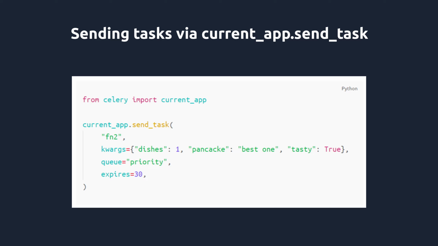One important thing about current_app.send_task. There is a Celery setting called task_always_eager. If this is set to true, all tasks will be executed locally, blocking until the task returns. This setting will not affect tasks sent with current_app.send_task. They will not be executed without a worker processing them.